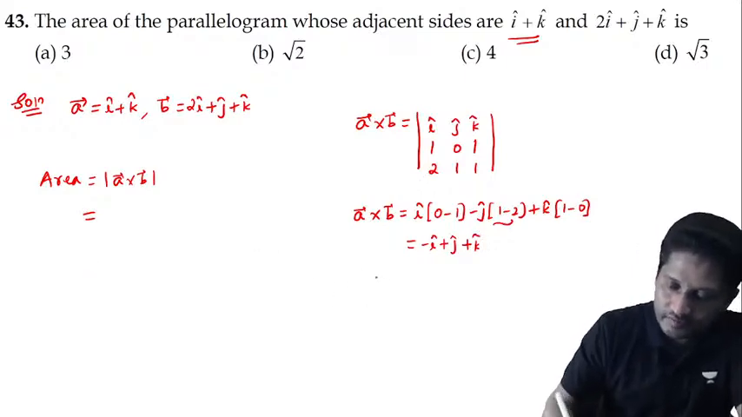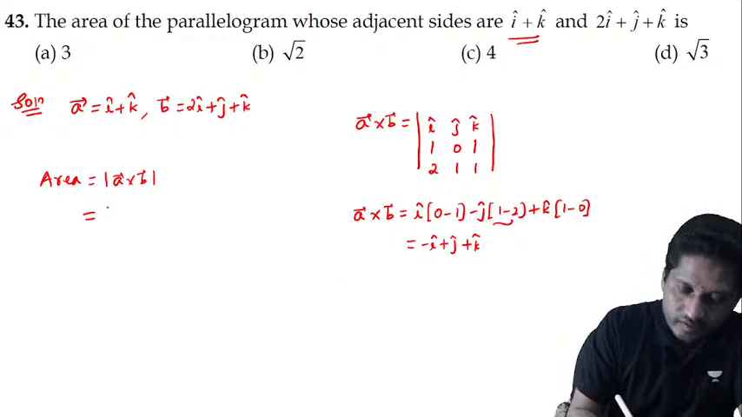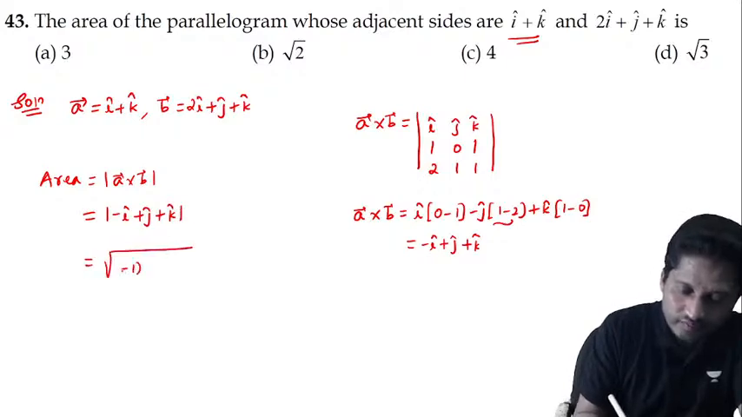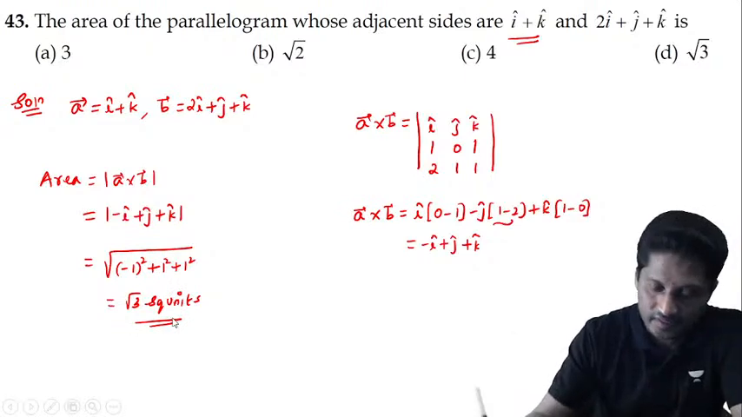Right, now magnitude of this, you get modulus of minus i plus j plus k, which is equal to root of minus 1 square plus 1 square plus 1 square, which is equal to root 3. The area of the parallelogram is root 3 square units. Okay, that's the answer, guys.